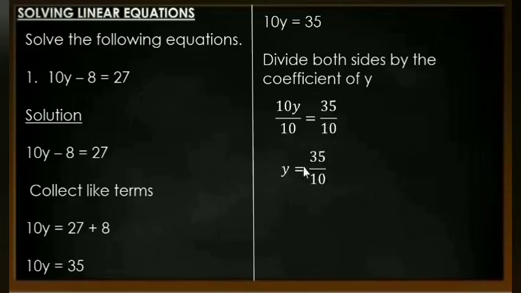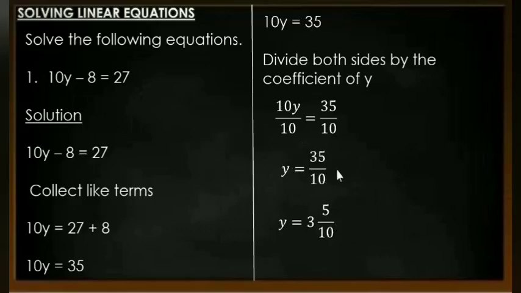And when 10 cancels 35, 10 will go into 35 3 times. There will be 5 remainder over 10. So what have we done? We have just converted. We could have as well left our answer here, okay, since y is now free.